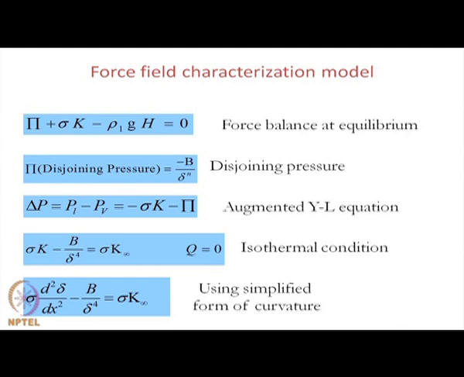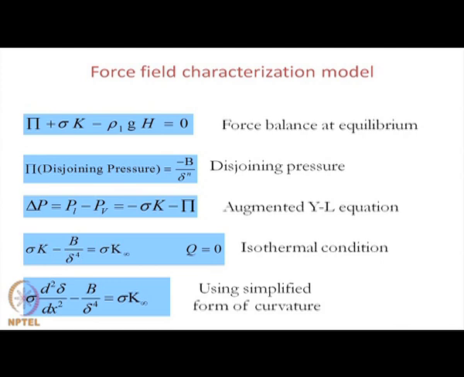We know how to express disjoining pressure as a function of delta to the power minus n, where n could be equal to 3 or 4, and the augmented Young-Laplace equation can be used to predict the pressure jump across the liquid vapor interface. And I am going to spend some time on the fourth equation, which is for an isothermal condition.